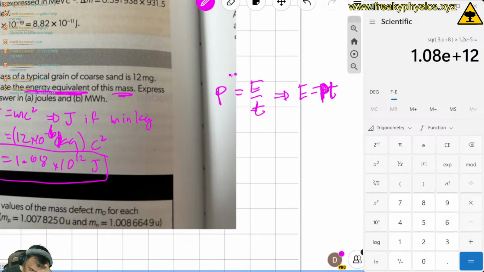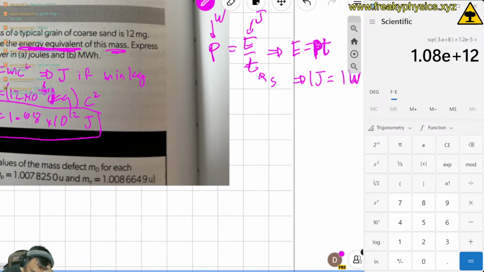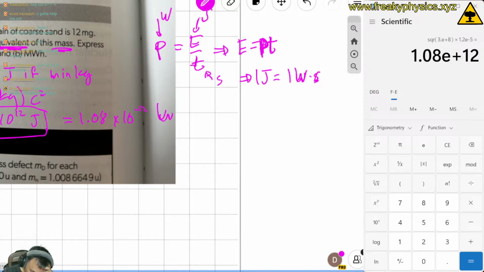But here's the thing. If this were in joules and this were in seconds, this would be in watts. So this tells us that 1 joule is equal to 1 watt times 1 second, or 1 watt second. We're going to use this conversion to do the final solution. So this is going to give us 1.08 times 10 to the 12 watt seconds, and then we're going to convert watts to megawatts, and seconds to hours.